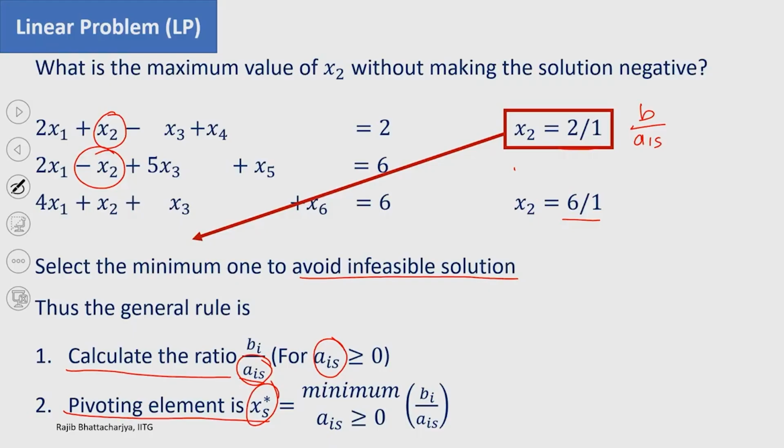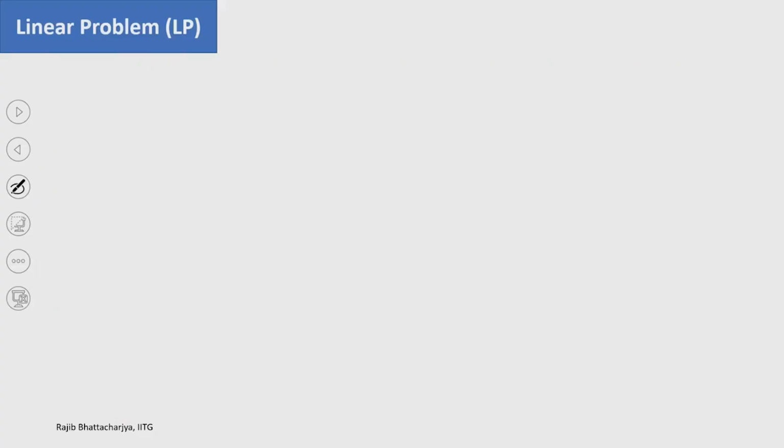Here in this case the minimum is this one. This is 2 and this is 6. So, we will consider the minimum one. Otherwise, what will happen? We will get an infeasible solution. I hope the rule is clear now. The second rule is that we calculate the ratio between the right hand side b i divided by a i s for all these three equations, and we select the minimum one.